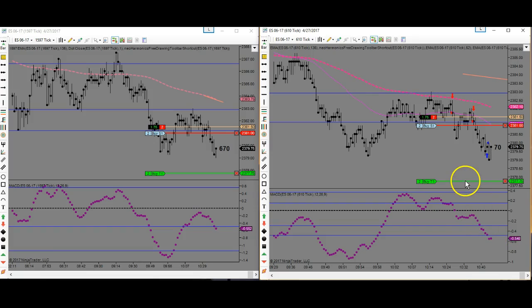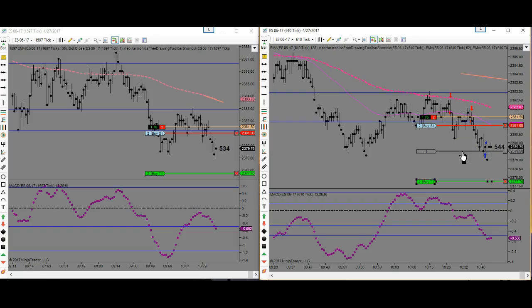I'm watching these MACDs. If they make a sharp turn, I'm going to go ahead and take my exit. And they are working to make a sharp turn. They haven't quite made the sharp turn. They're working on it. They're flattened out right now. The MACDs are still strong down on the 1597.